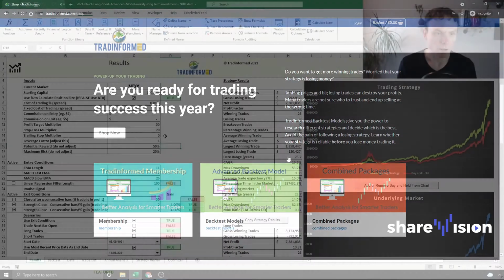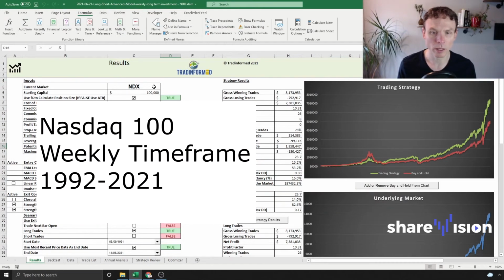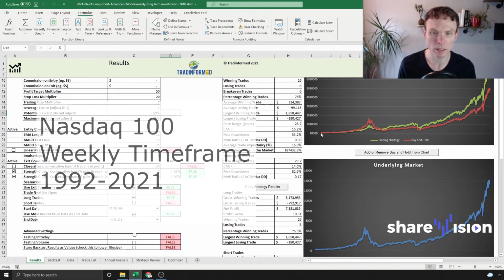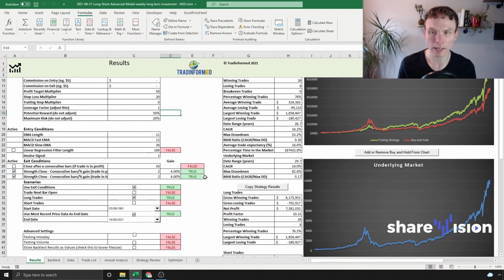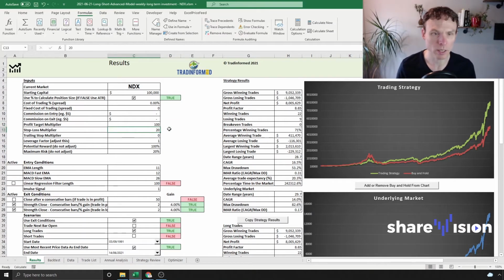So let's look at some of the assumptions here. So I'm testing the Nasdaq 100, and I'm using a long time frame. Testing it all the way back time period, I should say, back to the early 90s. 1992 is when we started the analysis. Now I'm using a percentage-based profit target and stop loss. I'm showing you at the moment 50% profit target with a 20% stop loss. And we can adjust this in real time, and you can see the model adjust.